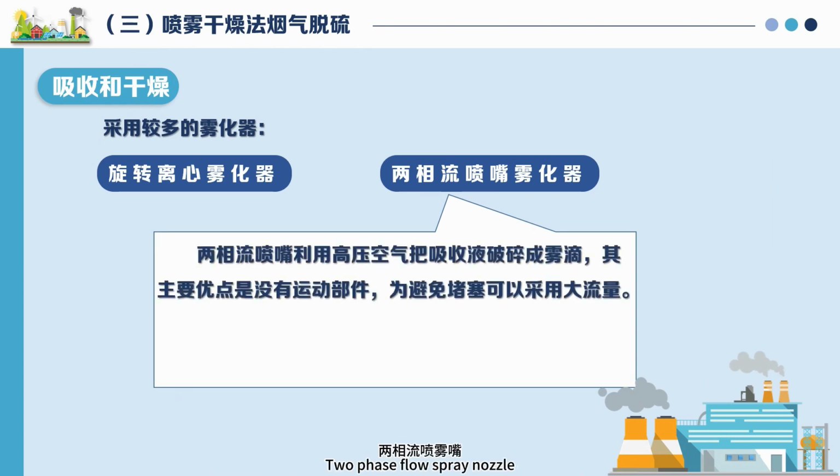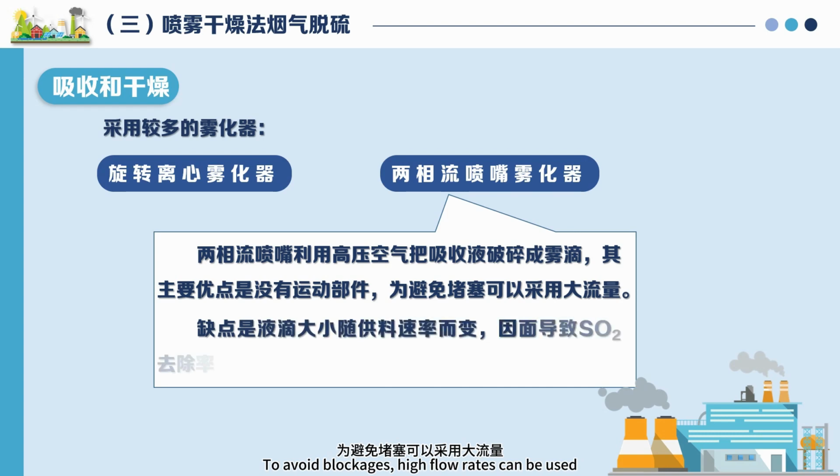The two-phase flow spray nozzle uses high-pressure air to break the absorption liquid into droplets. Its main advantage is that there are no moving parts. To avoid blockages, high flow rates can be used. The downside is that the size of droplets varies with the rate of feed. As a result, the removal rate of sulfur dioxide changes.